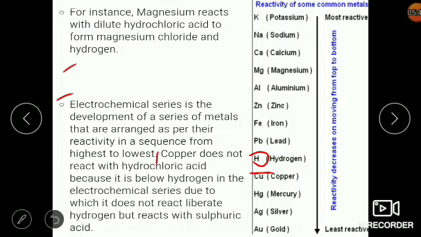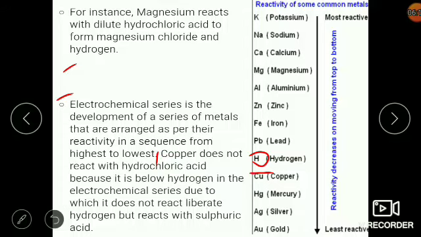Copper does not react with hydrochloric acid. Okay, where is the placement of copper? Copper is below hydrogen, so it cannot easily displace hydrogen from a strong acid, because it is weaker than the hydrogen itself. So copper does not react with hydrochloric acid because it is below hydrogen in the electrochemical series, due to which it does not react to liberate hydrogen.